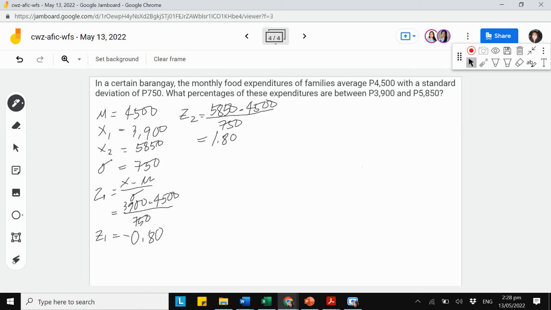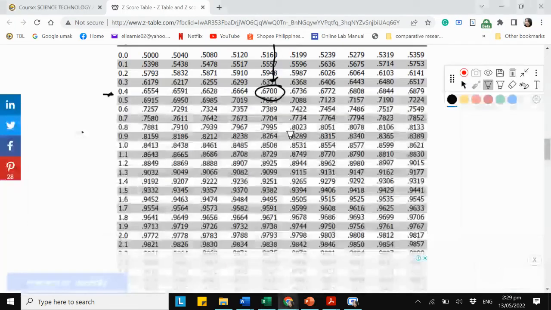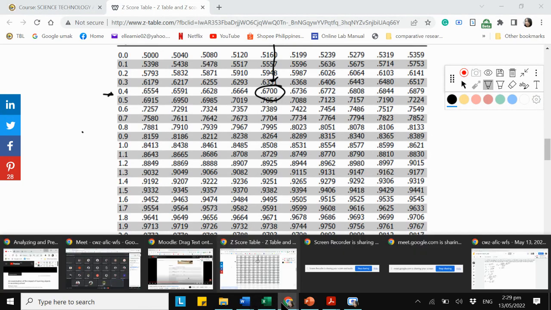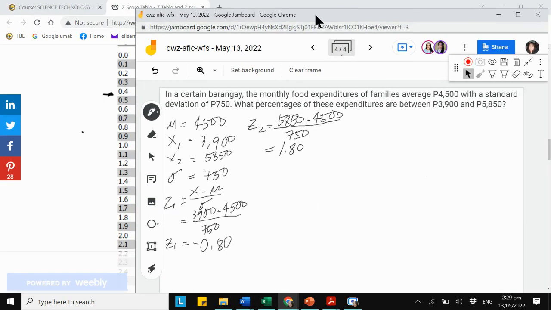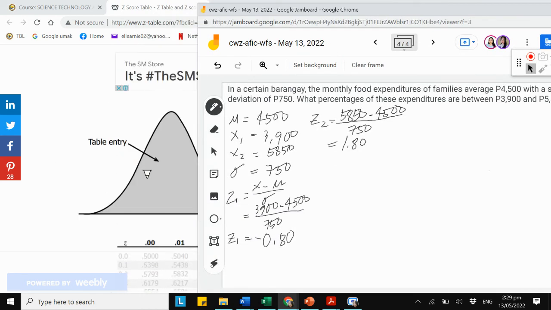1.80. Okay. So, yan. So, what percentage of these expenditures are in the area? So for this one, you're going to get the area in between. Okay. So, ganun din ang gagawin natin. Kunin natin muna yung z-score ng bawat isa o yung area nila. Okay. So, kunin natin si table.